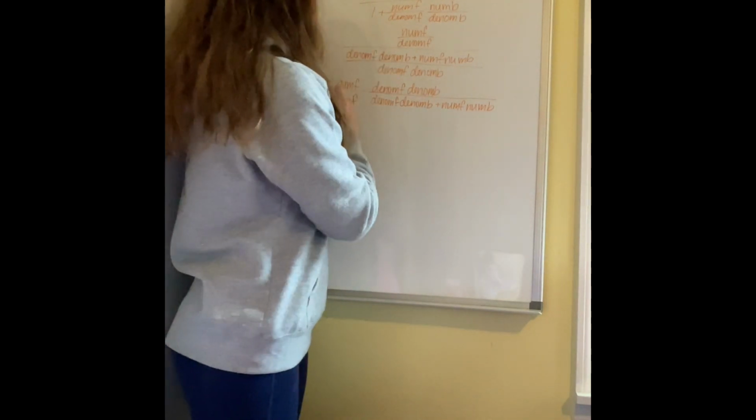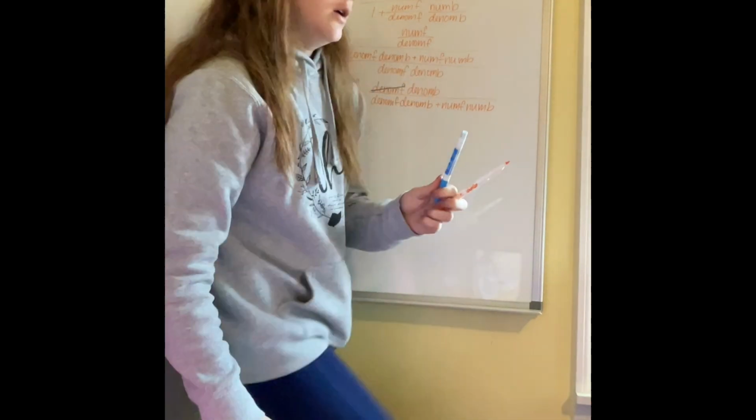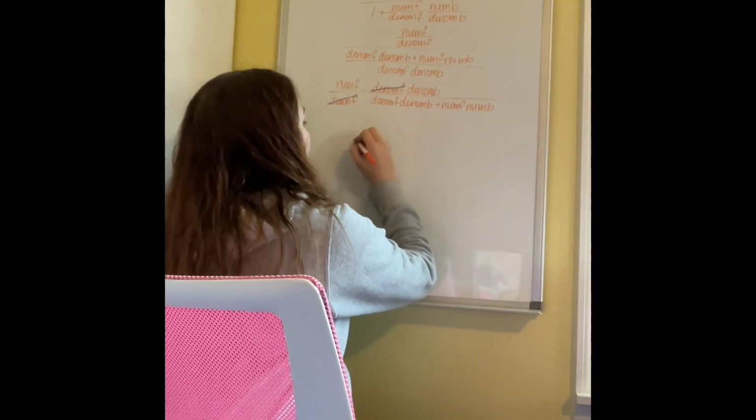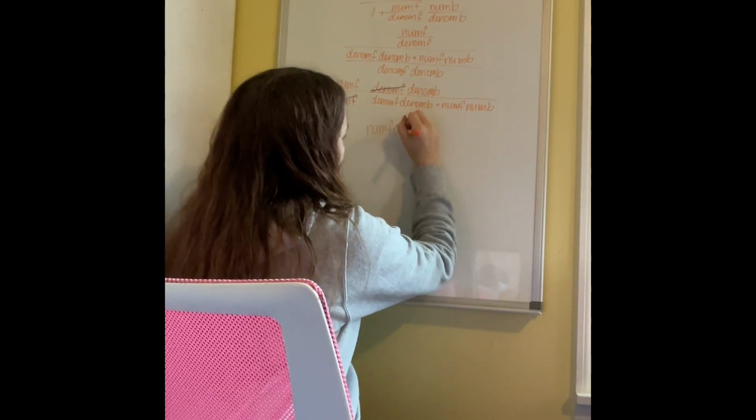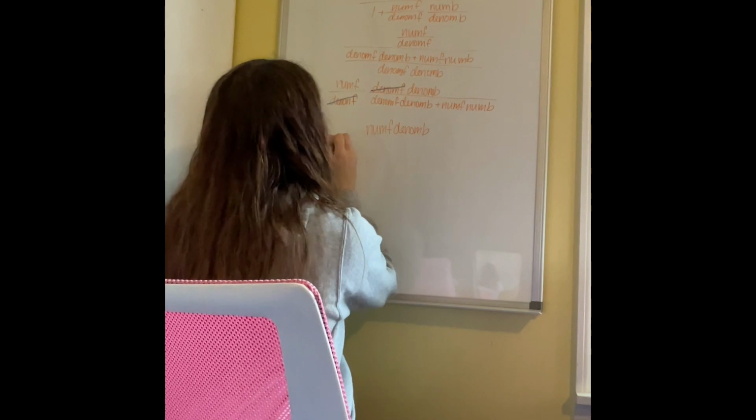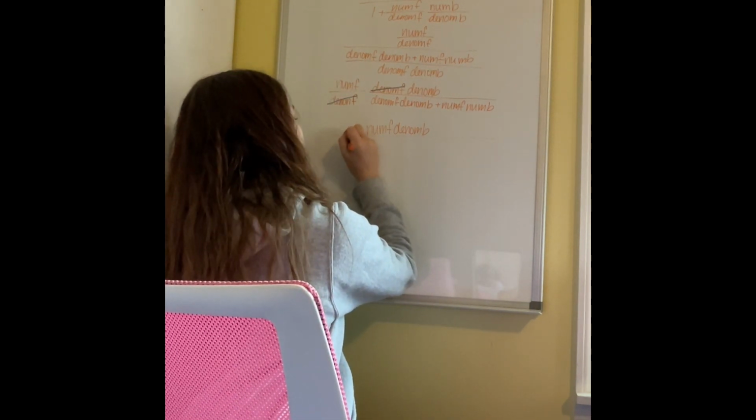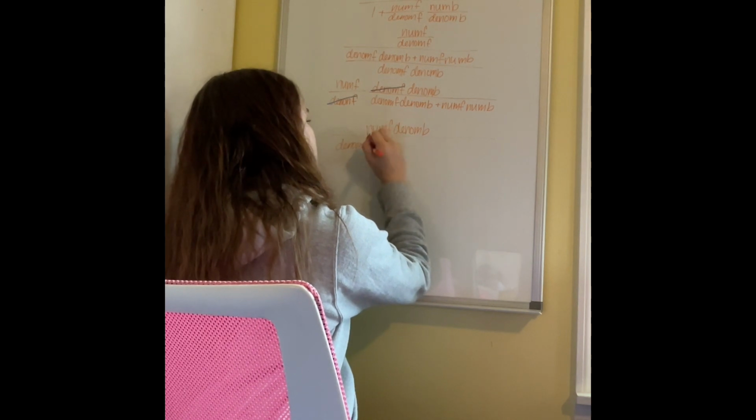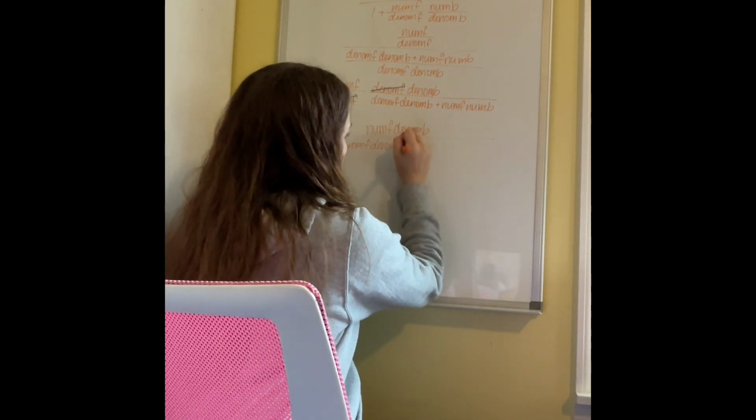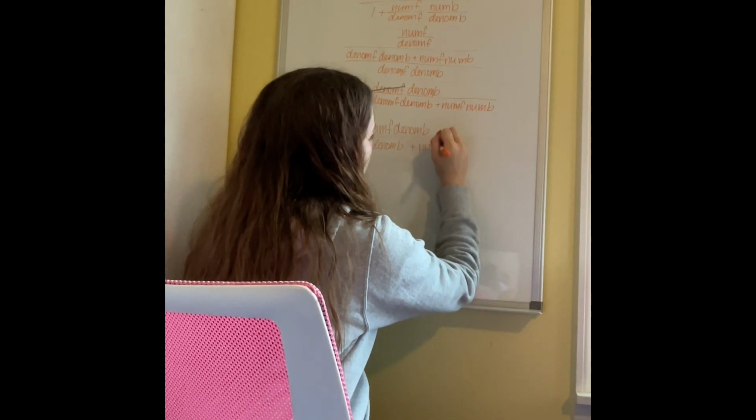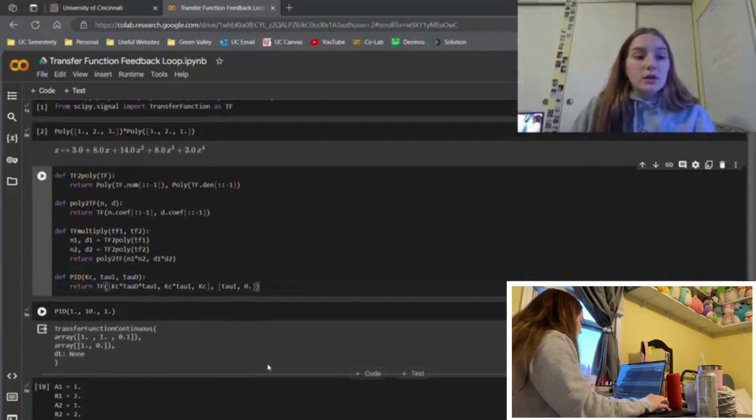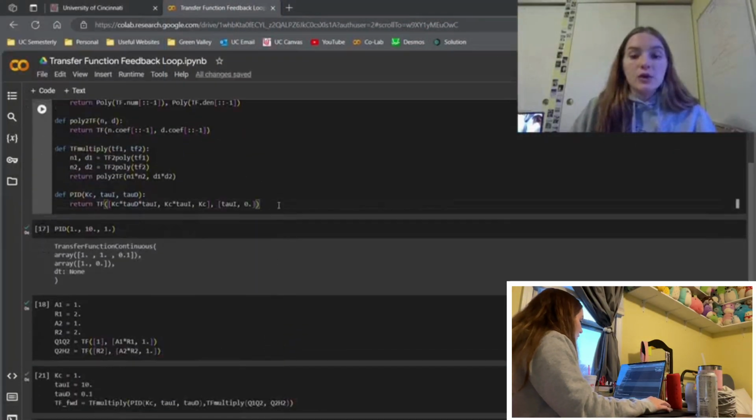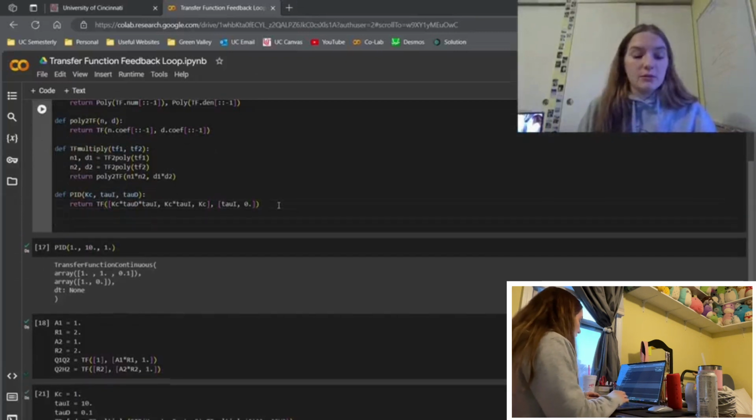So now we can see that our denom f on both sides will cancel. So we are going to end up having our numerator as our num f times our denom b over our denom f times denom b plus num f times num b.